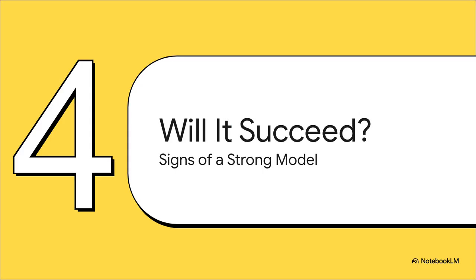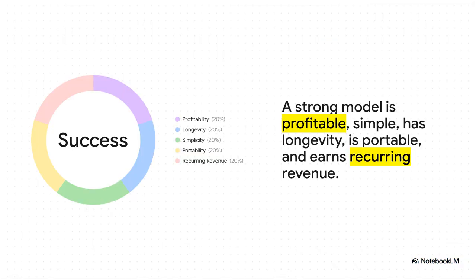All right, so you've done it. Your canvas is filled with sticky notes, you've connected the dots, but how do you know if what you've created is actually any good? What are the signs of a really strong business model? Well, while every business is different, the best models tend to share a few traits. Of course, they're profitable. They're also built for longevity, not just to cash in on a passing fad. They're simple enough to manage and portable enough to maybe expand into new markets. And here's a big one a lot of companies aim for: recurring revenue. Think subscriptions. That kind of stable, predictable income is a game changer.